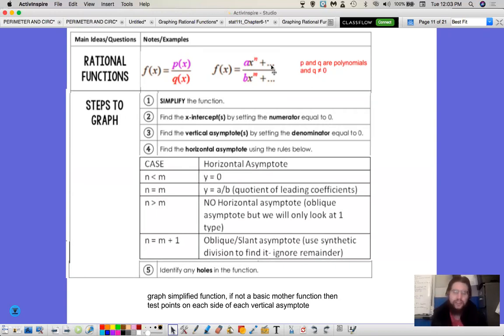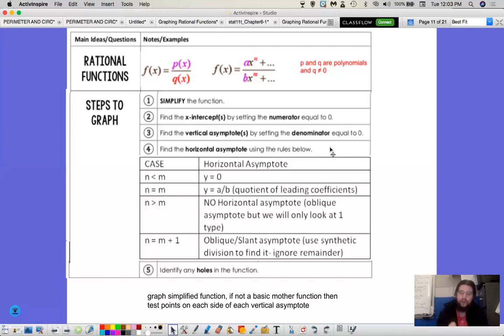After that, we're going to look at our intercepts. So for x-intercepts, we're just going to look at the numerator equaling 0. Well, why not the denominator? Because that's not where the function would equal 0. That's where the function would be undefined. That's actually what our vertical asymptotes are, where the denominator equals 0. So x-intercepts, numerator equals 0. Vertical asymptotes, denominator equals 0.